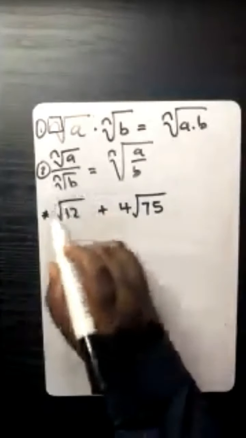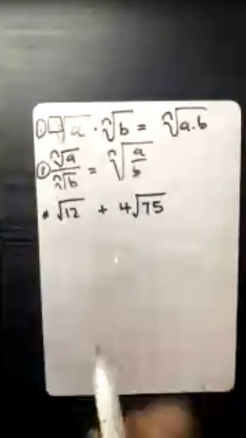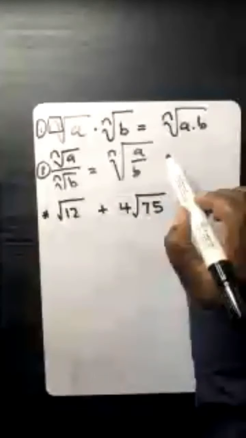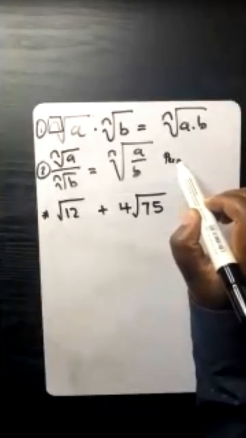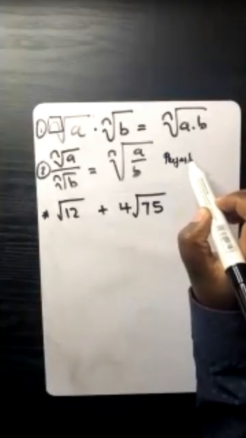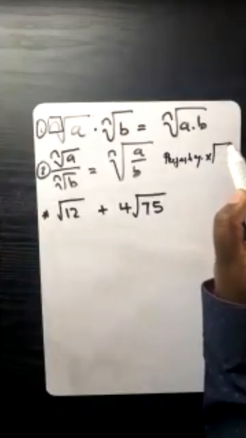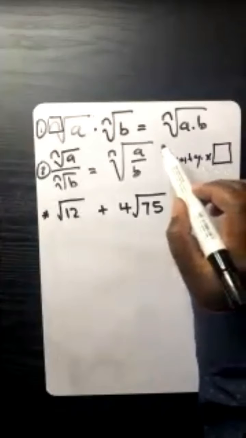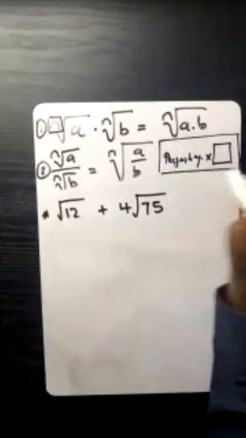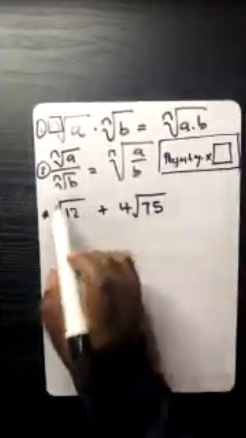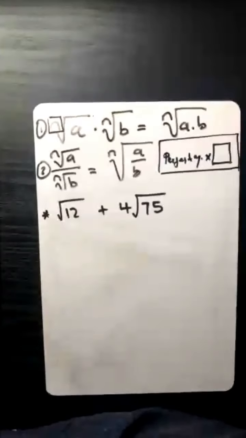So 12, what did we say? We say perfect square. We want to find a perfect square number multiplied by any number which is going to take us back to whatever is inside the square root. So how can we work out that one over there, guys?